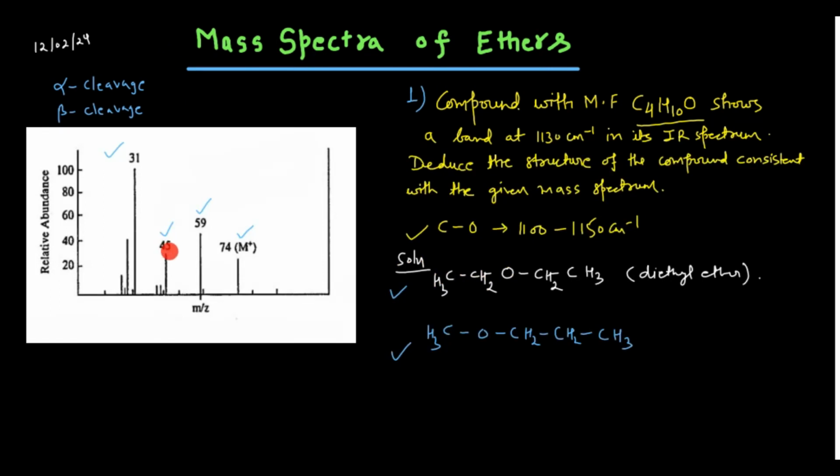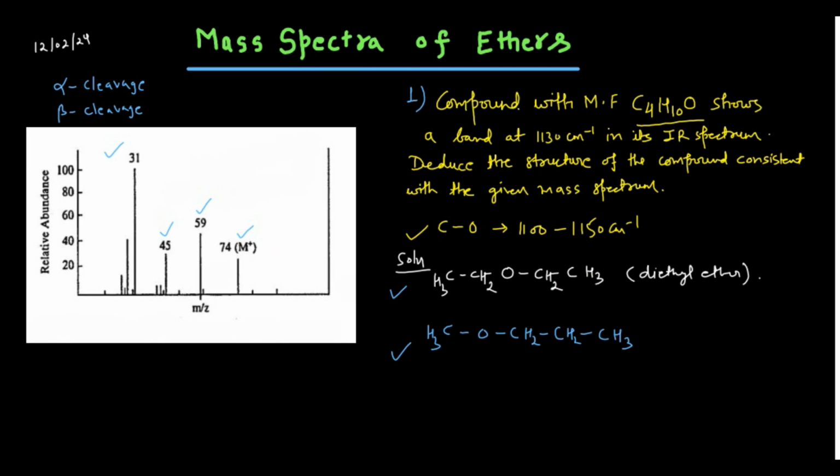Yes, this 45 peak is there, right? But if you do the cleavage of this particular species, this will not give you this 45 m/z value. So this second structure cannot be your answer. The first structure is actually your answer, and we will also see the other possibilities in these two structures, which will prove that only the diethyl ether is the probable structure for this particular given spectrum.